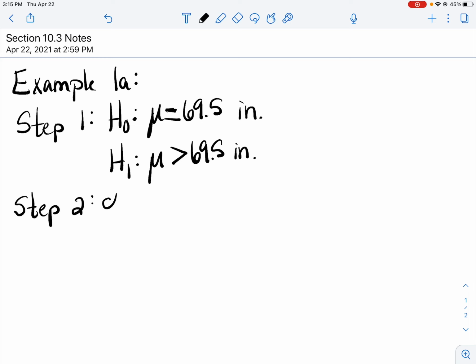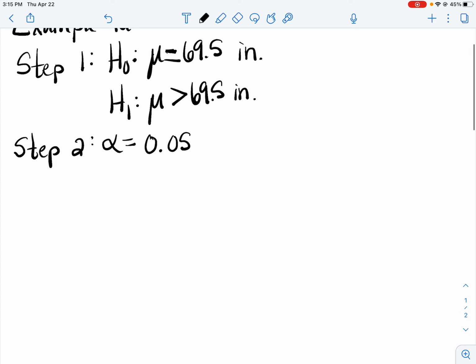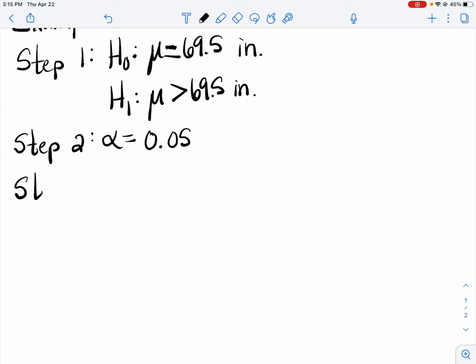Step 2, we find our alpha. Our level of significance is 0.05 here. Alpha should always be given to you in the problem. If it's given to you as a percent, change that percent to a decimal. Step 3, if you write large, you may need to write a little bit smaller in your notes for step 3, because there's a good bit of information we have to put in this place. So step 3, we're going to find our test statistic first.